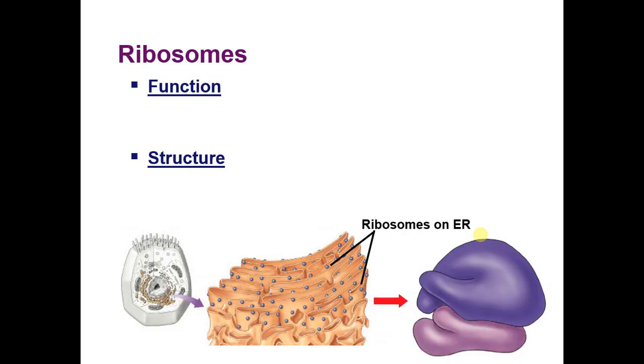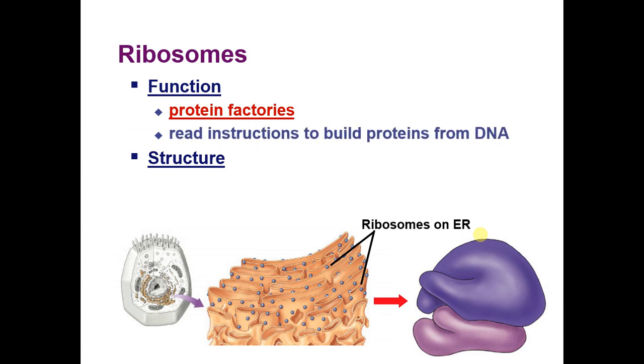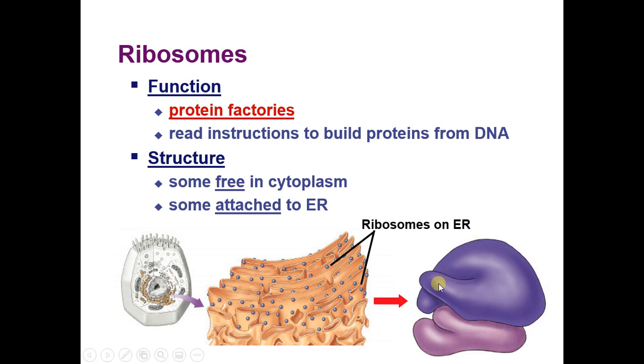Now the ribosomes themselves. They are the place where the proteins are actually made, the protein factories that read the instructions to build proteins from DNA, or, more literally, RNA. Some are free, floating around in the cytoplasm, and some are attached to the endoplasmic reticulum right here. The free ribosomes usually synthesize proteins that are going to be used in the cell, and the attached ribosomes are usually going to make proteins that get shipped out of the cell to be used somewhere else.